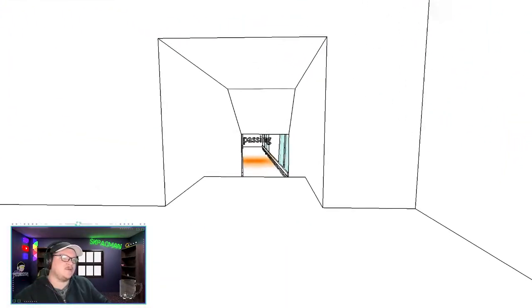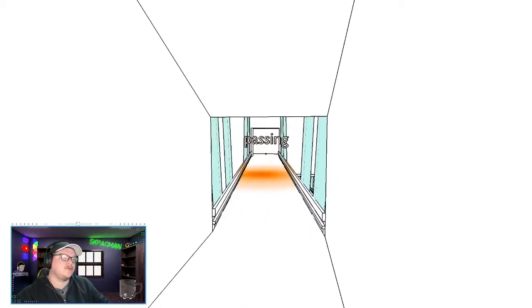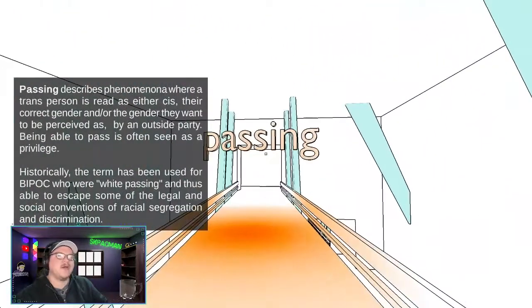Passing. What is that? Passing describes a phenomenon where a trans person is read as either cis, their correct gender, or the gender they want to be perceived as, by an outside party. Being able to pass is often seen as a privilege. Historically, the term has been used for BIPOC who were white passing and thus able to escape some of the legal and social conventions of racial segregation and discrimination. That's a heavy topic as well.